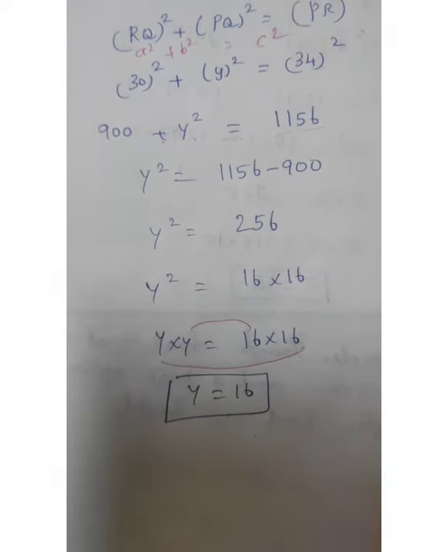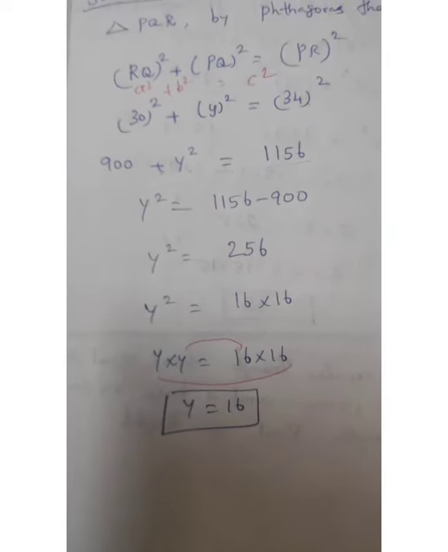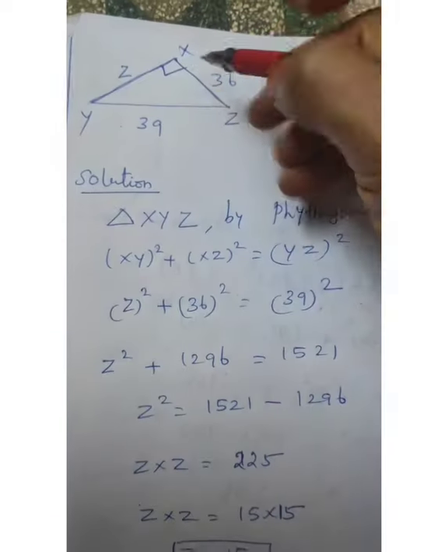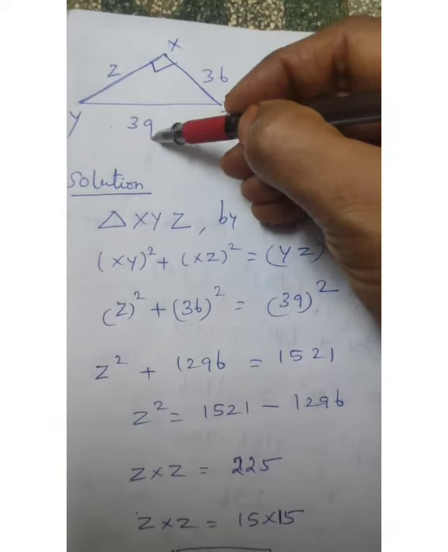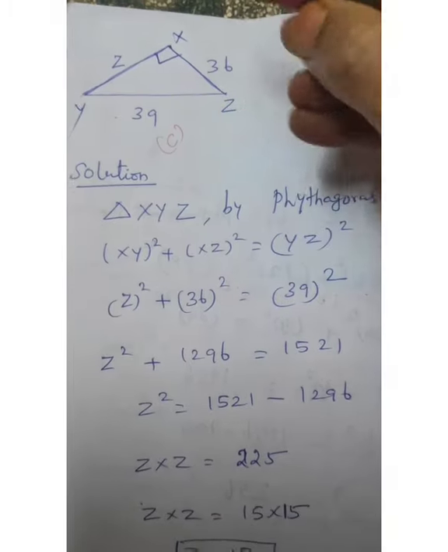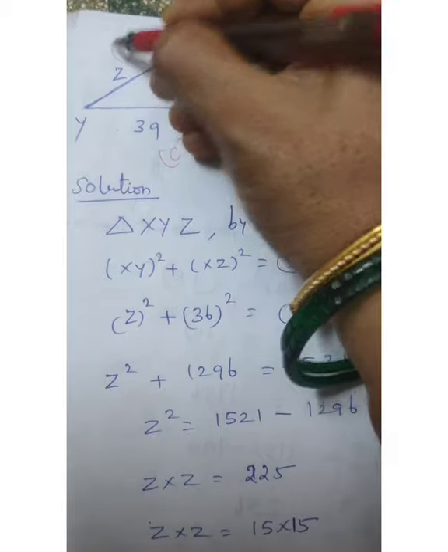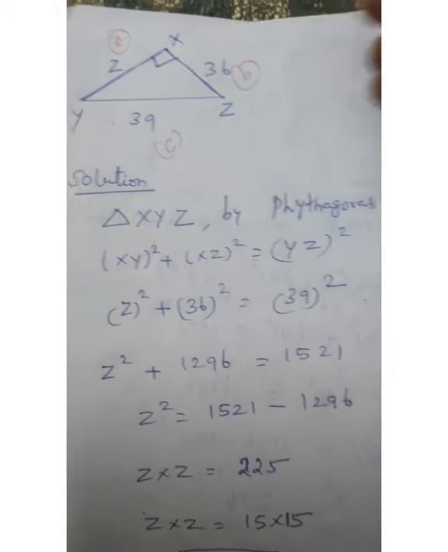Y value equal to 16, one time write enough there. Next question, they are given in the right triangle. Triangle opposite side is, what is the side? C. A value equal to here. A. This is the B.